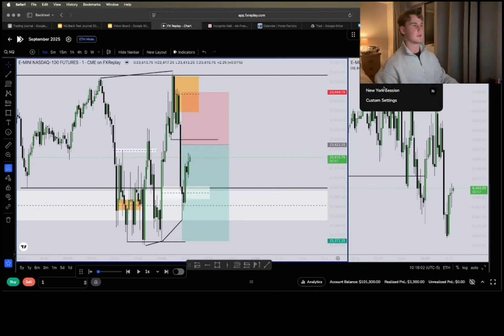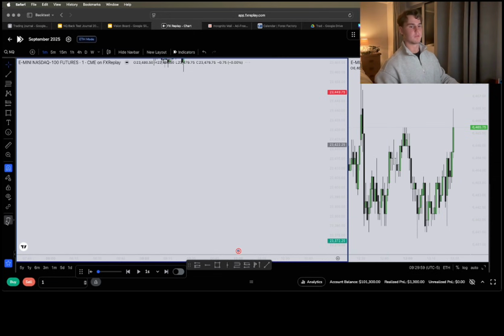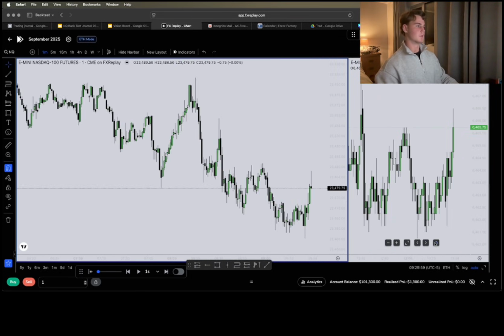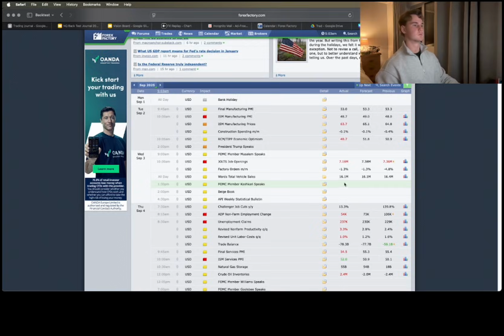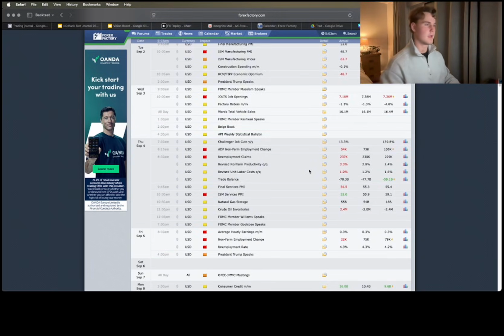Anyway, next day, 4th of September. ADP, non-farm employment change, and ISM PMI. Now, what did I say about ISM PMI? It is a lower probable news driver. Now, it can be good, but usually at the start of the month, 99% of the time it's not good. And why is that?